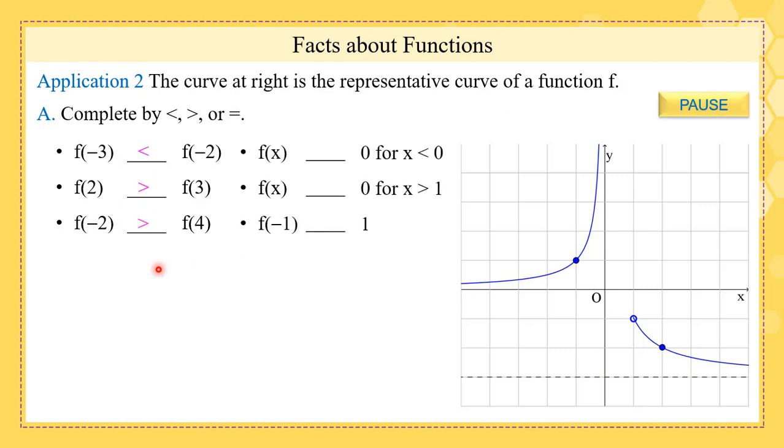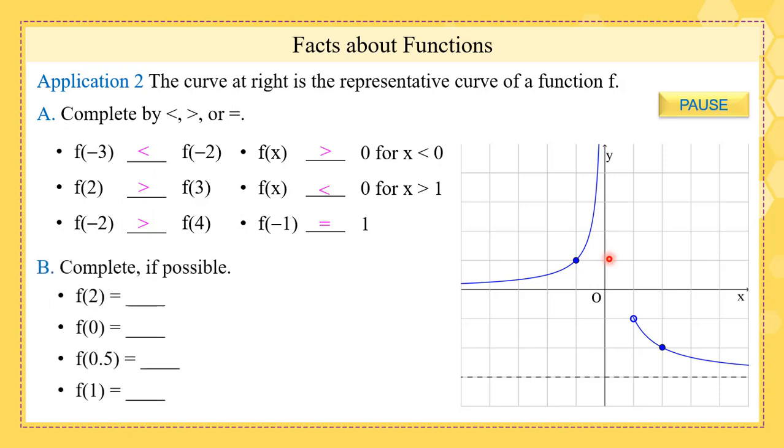Let's continue with the second part. Compare f of x and 0 when x is negative. When x is negative, we can see that f of x is greater than 0 because the curve is above the x-axis, and when x is greater than 1, so from 1 on excluding 1, we can see that the curve is below the x-axis, so f of x is smaller than 0. Now if we need to compare f of -1 and 1, f of negative 1 is 1, so they are equal.